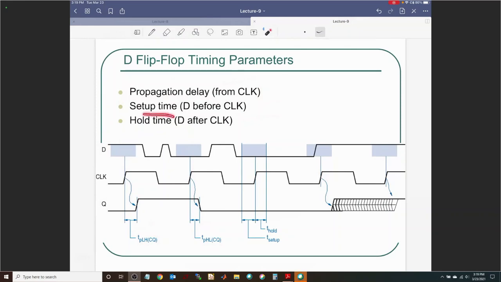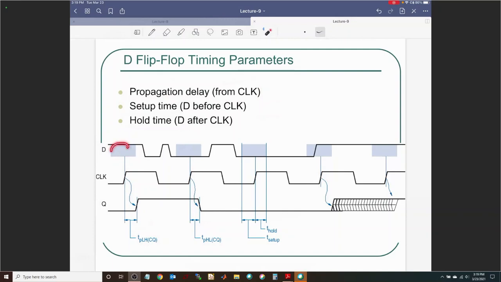And similarly, hold time is after there is a change in clock, for how long, minimum time, do I have to hold my D input stable? That's your hold time. And those setup and hold times are indicated by these time zones, right? So that's the time your clock is changing. There is something grayed out before and something grayed out after for setup versus hold.